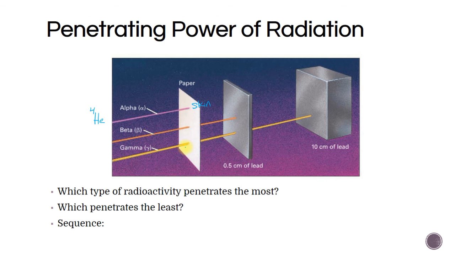Gamma radiation is so light, it has no mass, it's just energy, and really, really high in energy too. So it goes right through the paper, it goes right through 1/2 centimeter of lead. And as it turns out, you need a lot of lead to block that. 10 centimeters of lead, that's roughly 2.5 inches, I think. So a pretty thick chunk of lead to block that.